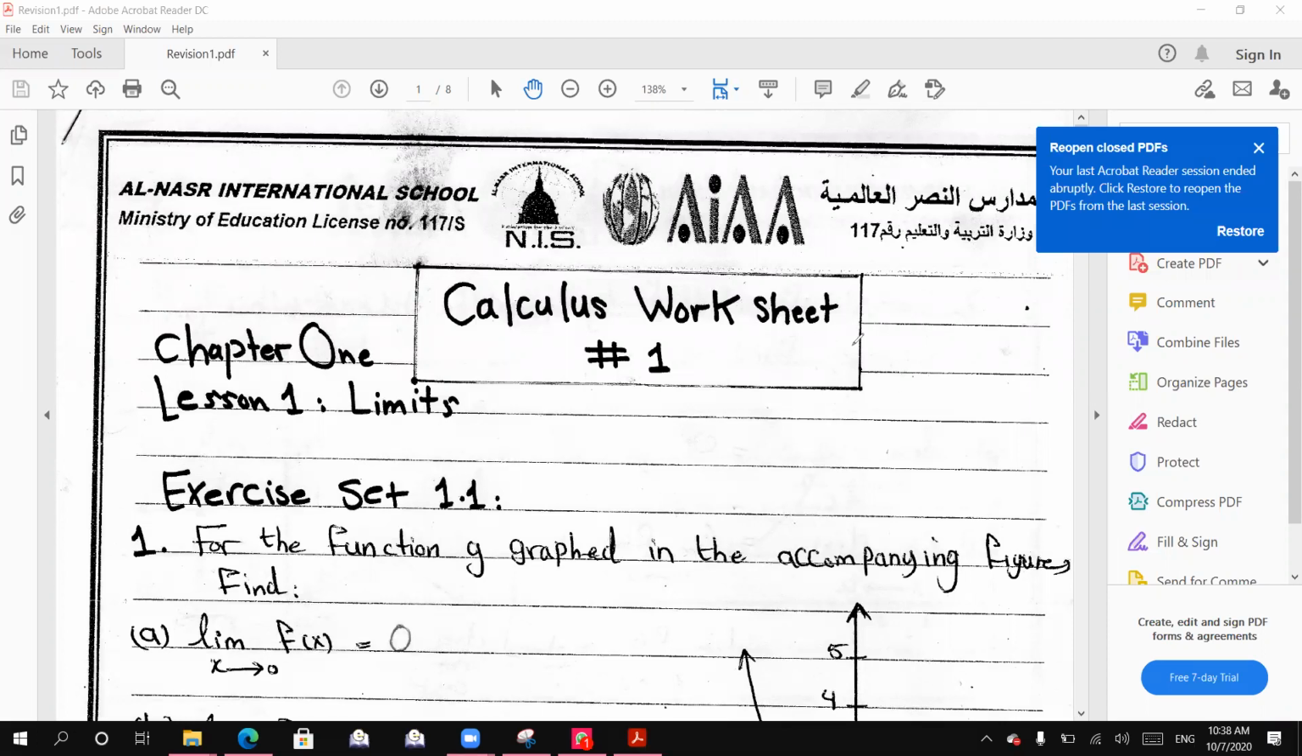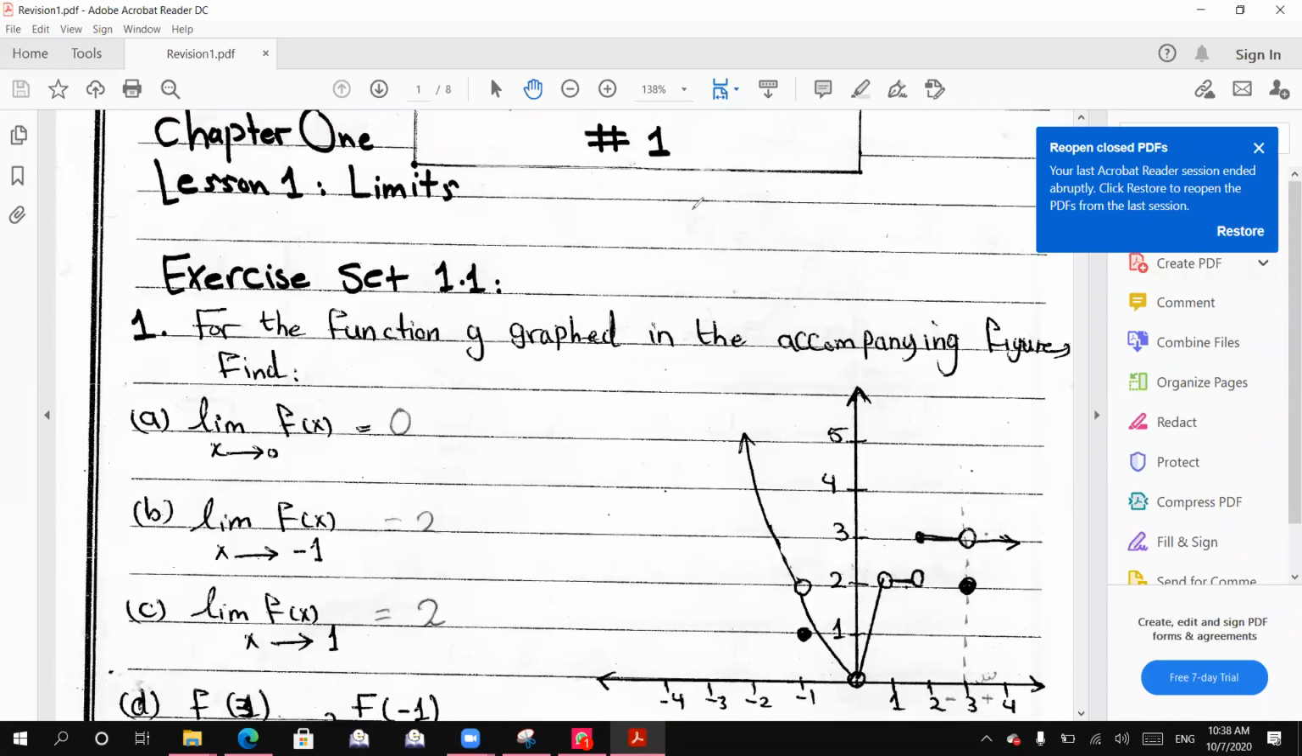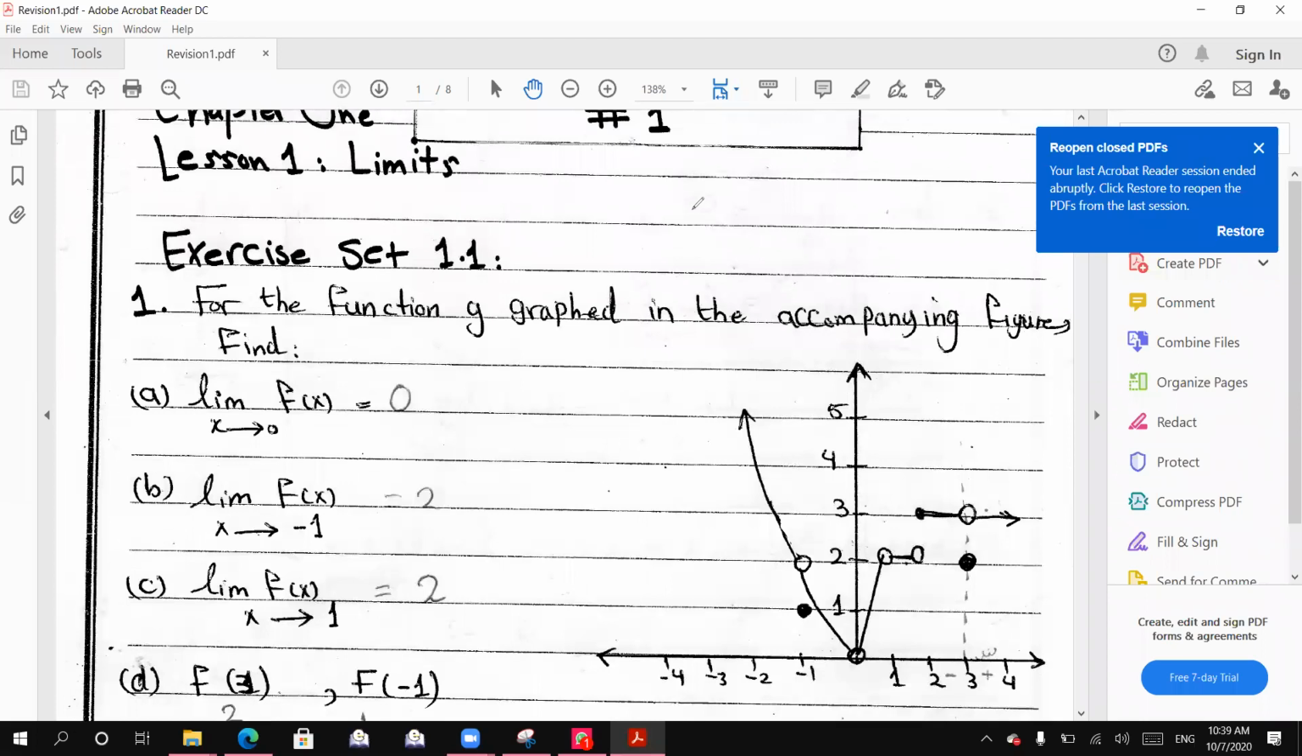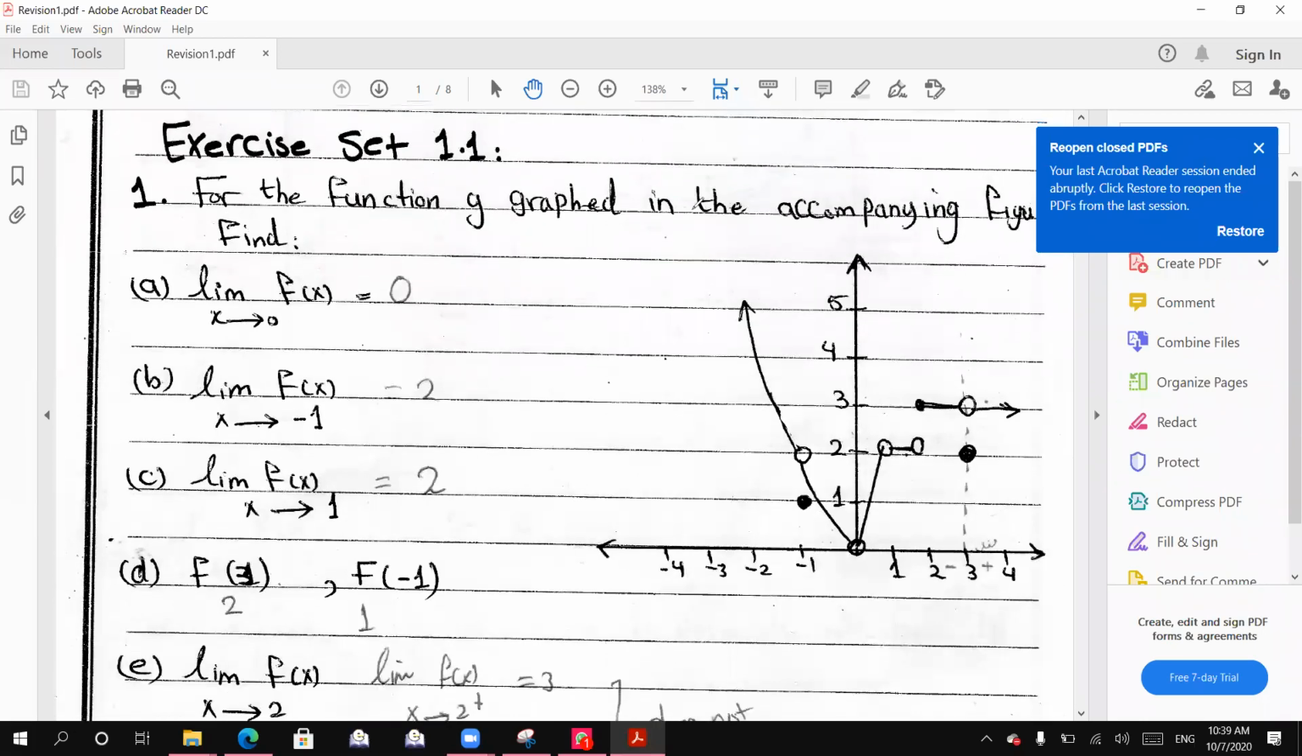Now, look at the first one here. This is for lesson 1. Okay, here in this lesson, we learned how we can find the limit from the graph. Look at the function g here. This function g is graphed in this figure here. Now, find limit f of x when x approaches 0.